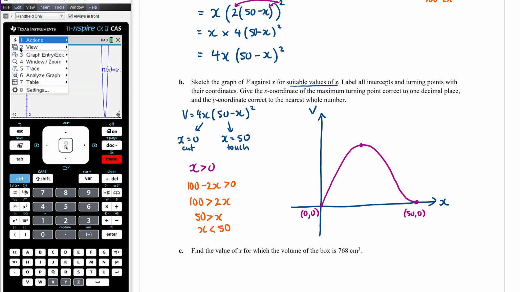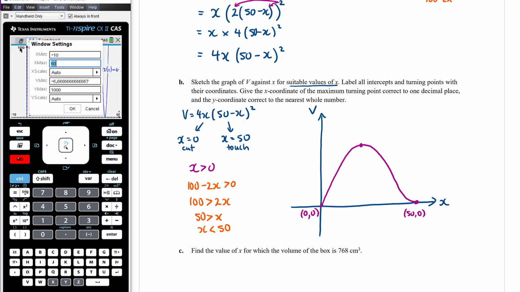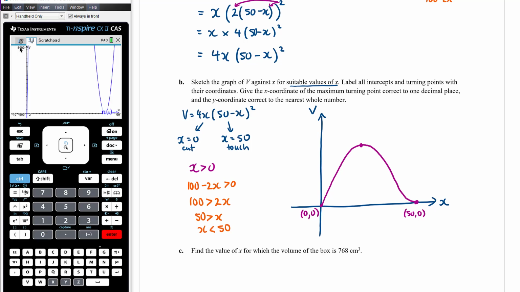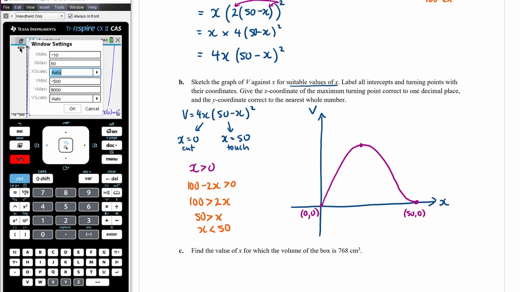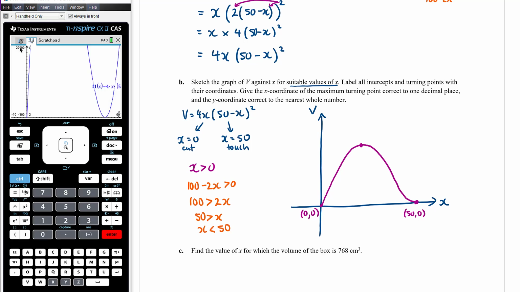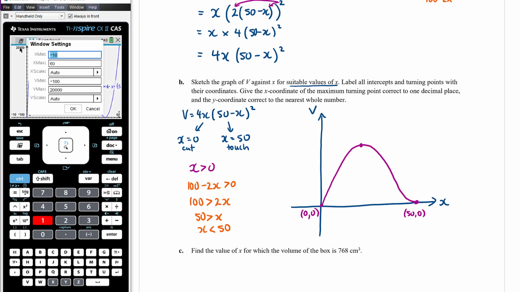So I'm going to go into menu 4.1. I'm going to make y minimum -500, and I'm going to make y maximum 8,000. Might even need to be bigger. Way bigger. Okay. Menu 4.1. Let's make y minimum -1,000 and let's make y maximum 20,000. Okay, still menu 4.1. Maybe, I only made it -100, sorry.